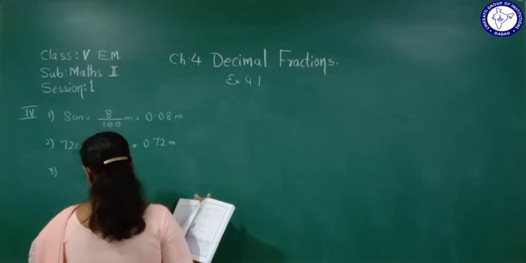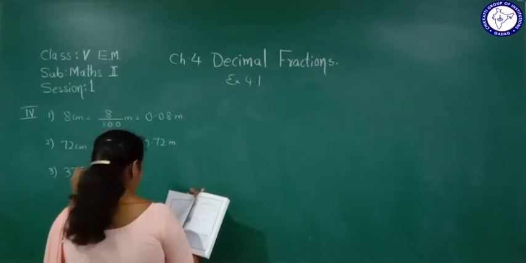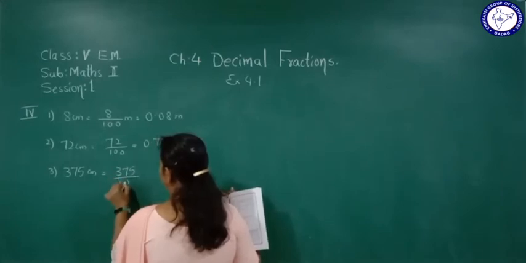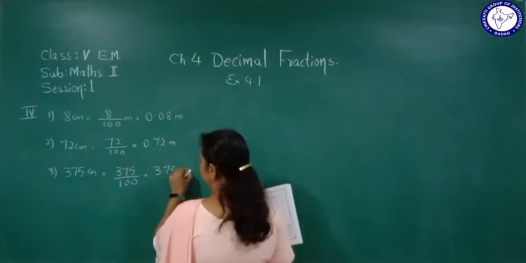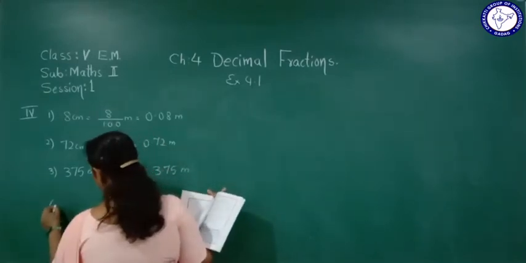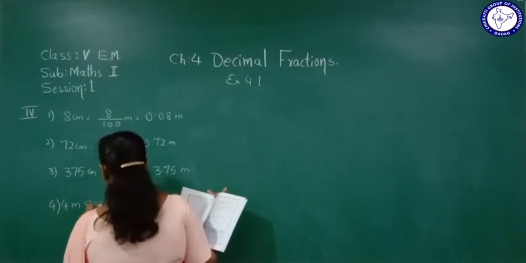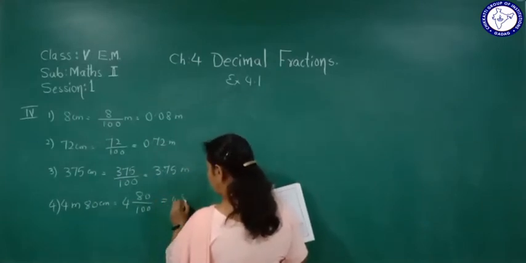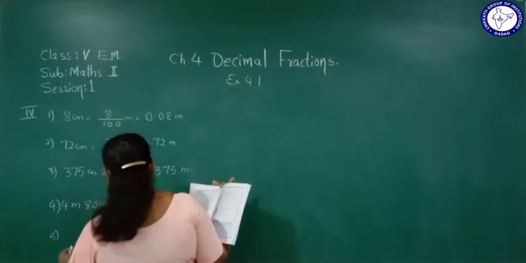Third one, 375 centimeter. So 375 divided by 100, which is equal to 3.75 meter. Fourth one, 4 meter 80 centimeter. So this is 4 integer 80 by 100. You will get 4.80 meter.